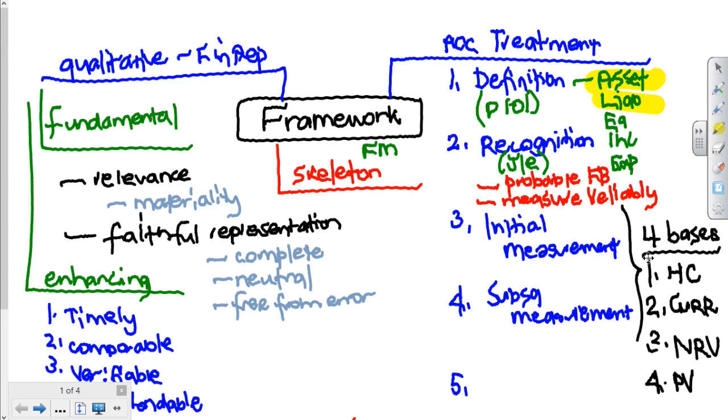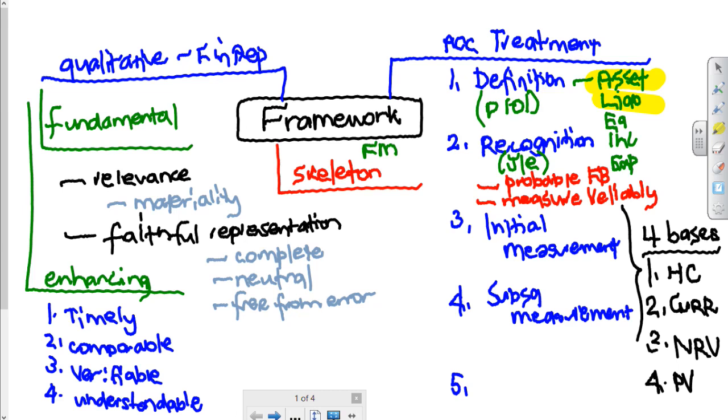Our framework is our skeleton to our financial statements. It comprises mainly qualitative characteristics and accounting treatment. Qualitative characteristics, there are 2, fundamental and enhancing. Fundamental being the most important, enhancing being the nice to haves. But ideally, we want to have all 6 of those. Our financial reporting, our information should be relevant, should be faithfully represented, true. It should be timely, comparable, verifiable, and understandable.